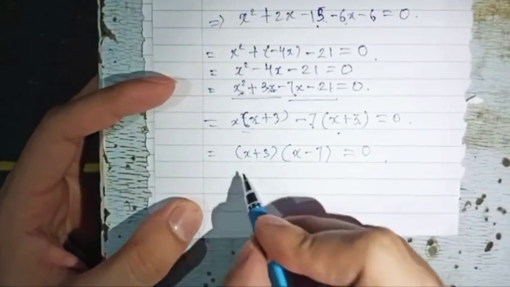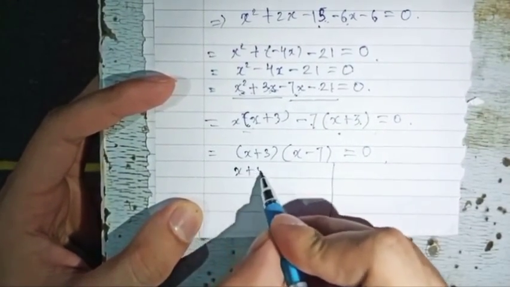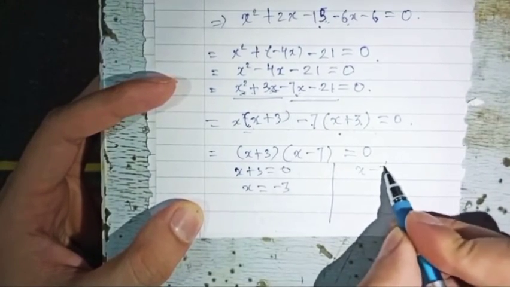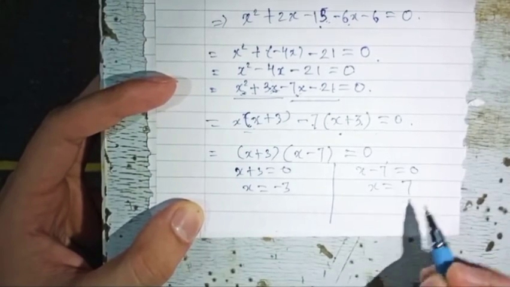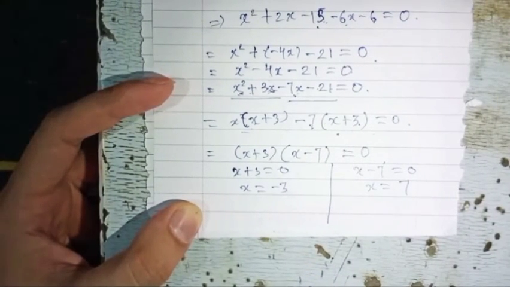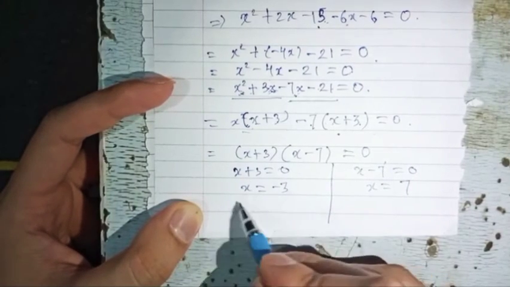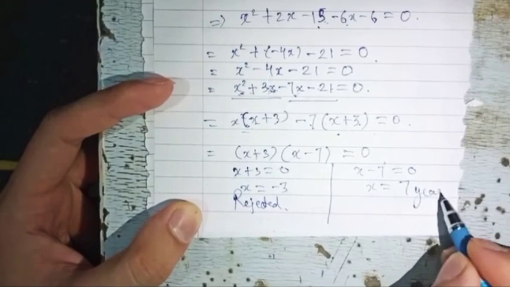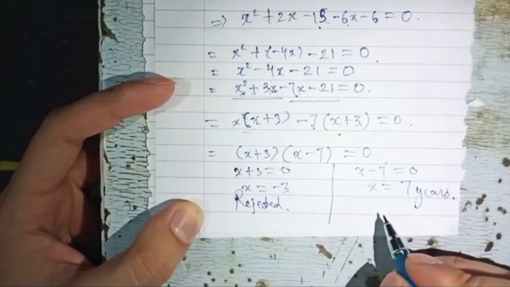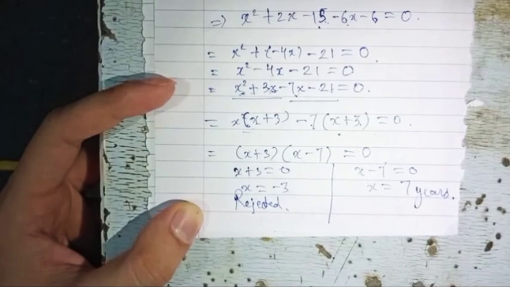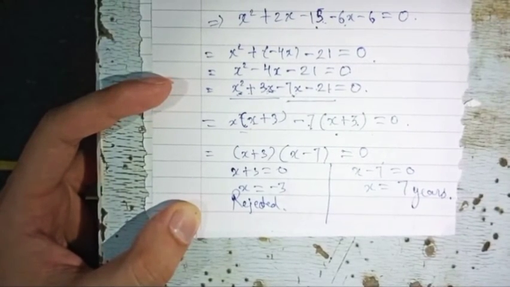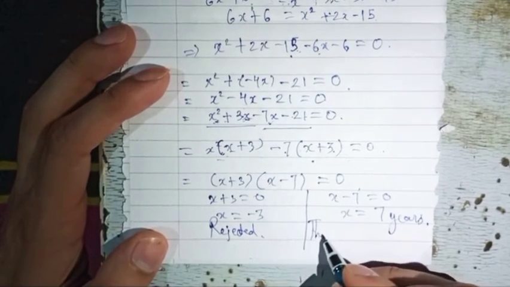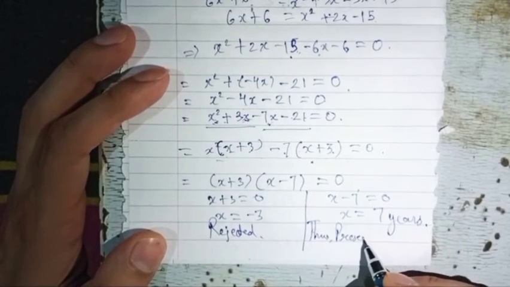Now there are two cases. If we put x plus 3 equal to 0, then x will be equal to minus 3, and if we put x minus 7 equal to 0, then x will be equal to 7. See, we are talking about age, and age cannot be negative, so it is rejected, it cannot be considered. So x equal to 7 years is the right answer. Thus the present age of Rahman is equal to 7 years.